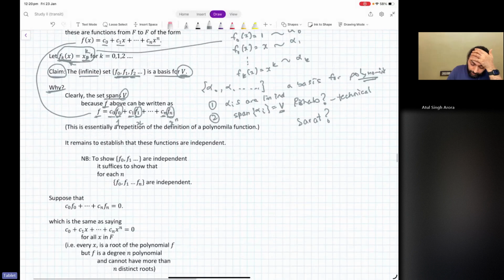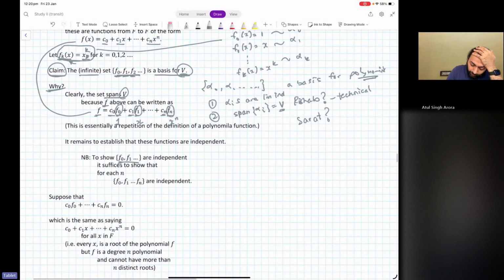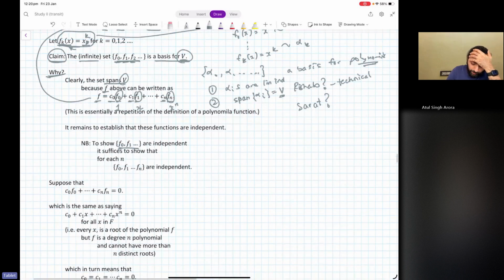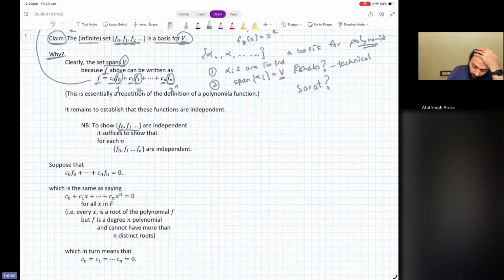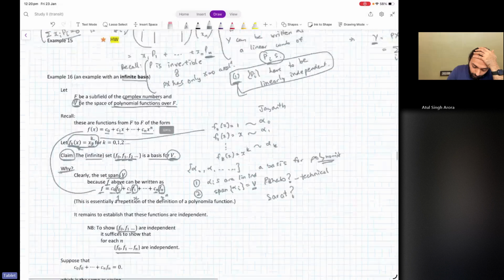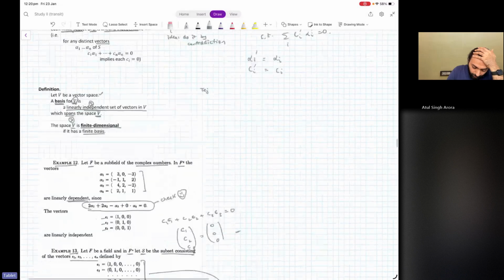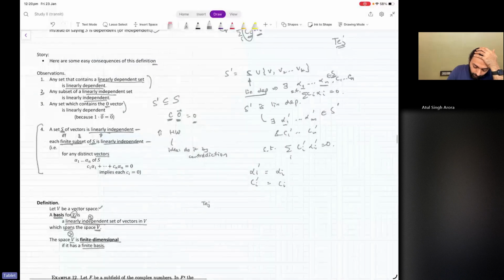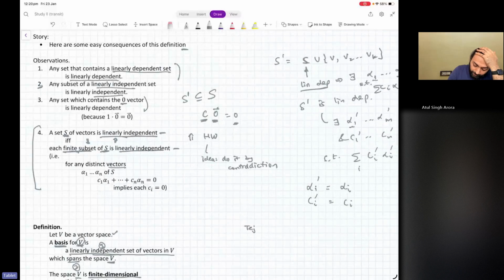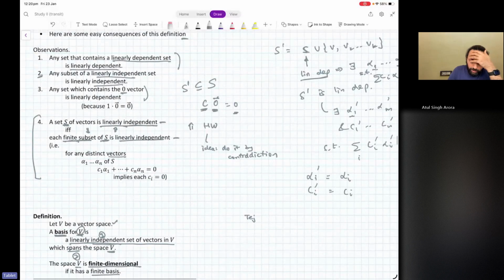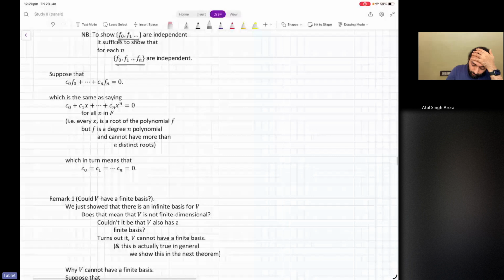So it spans V. What we need to establish is that these f's are independent, right? So f0, f1, and so on, they are independent. And it turns out that to show that this infinite set is independent, it is enough to show that any finite subset is going to be independent. So this is what we proved in one of the properties. Property 4 was what? It was saying that to show that a set of vectors S is linearly independent is equivalent to showing that every finite subset is linearly independent. Correct? Okay. So that is what we're going to use now.